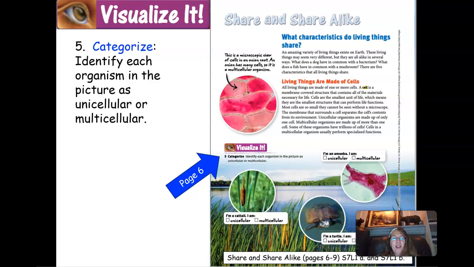Number 5 asks you to categorize. You're going to see these words in blue, which are science words that you're going to see throughout the year. These are words and skills that you need to start building to be successful in science. It asks you to identify each organism in the picture as unicellular or multicellular. Each picture has a place for you to mark whether it's unicellular or multicellular. You've got to look at the characteristics that you can see and make a judgment call. What do you think? So pause the video, fill out your check marks, and then come back to the video when you're ready.